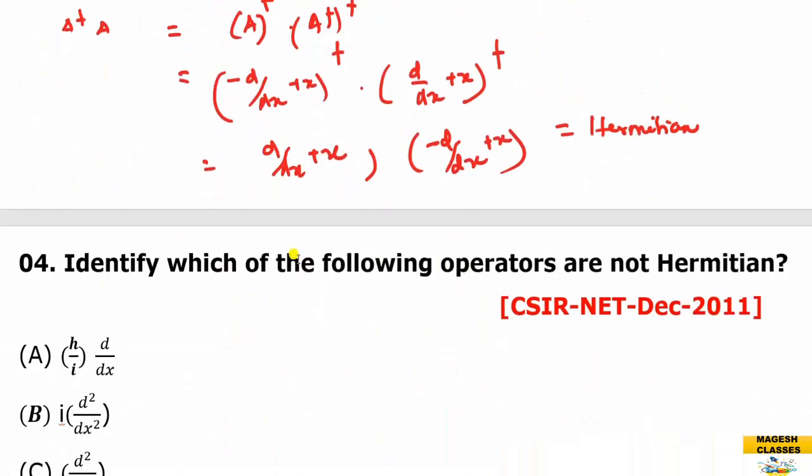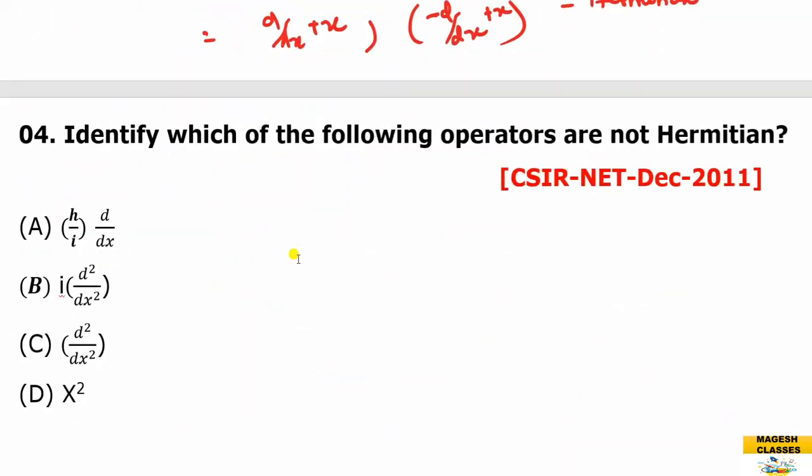Next question. Identify which of the following operators are not Hermitian. This is a question from CSIR NET, December 2011.